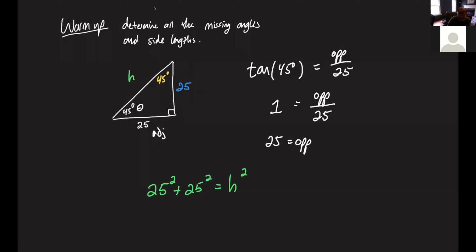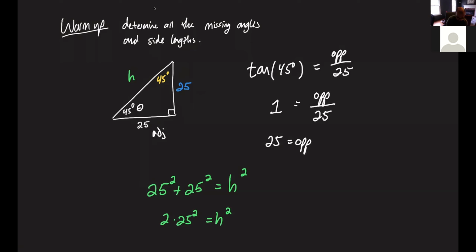So 25 squared plus 25 squared, I'm adding the same thing to itself. So what this is really is 2 times 25 squared is equal to H squared. Does that make sense? Yeah, I think so. I have two of the same object, right? If I had like 7 plus 7, that would be 2 times 7. So whatever 25 squared is, if I add it to itself, I'm going to get double, so I'll get 2 times that number.